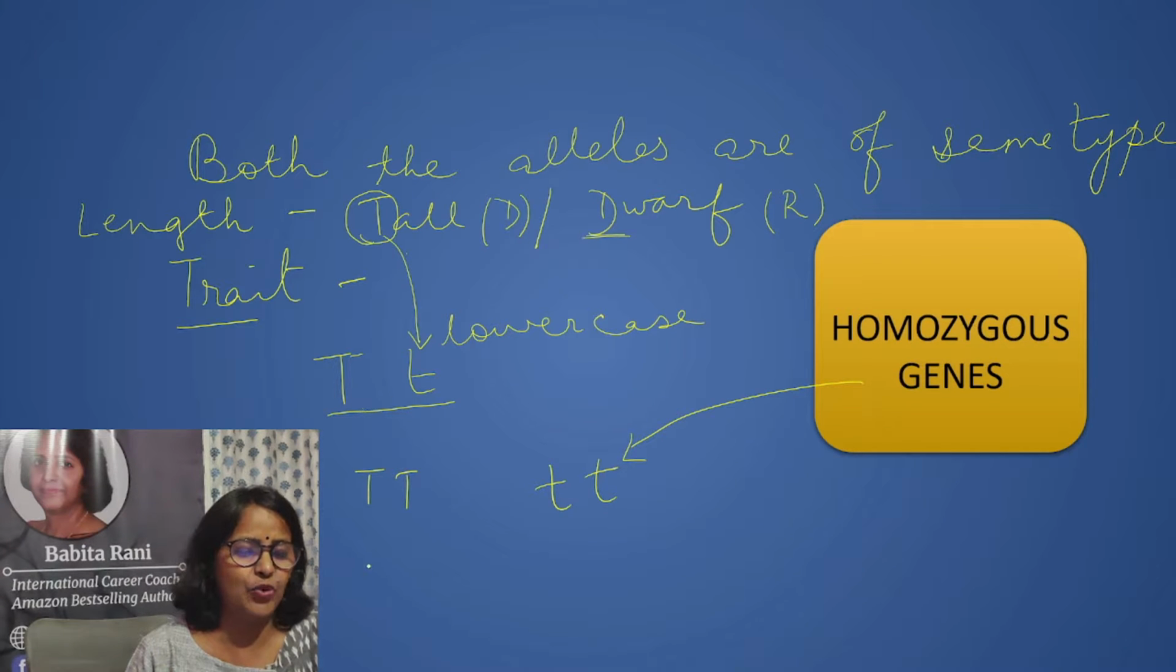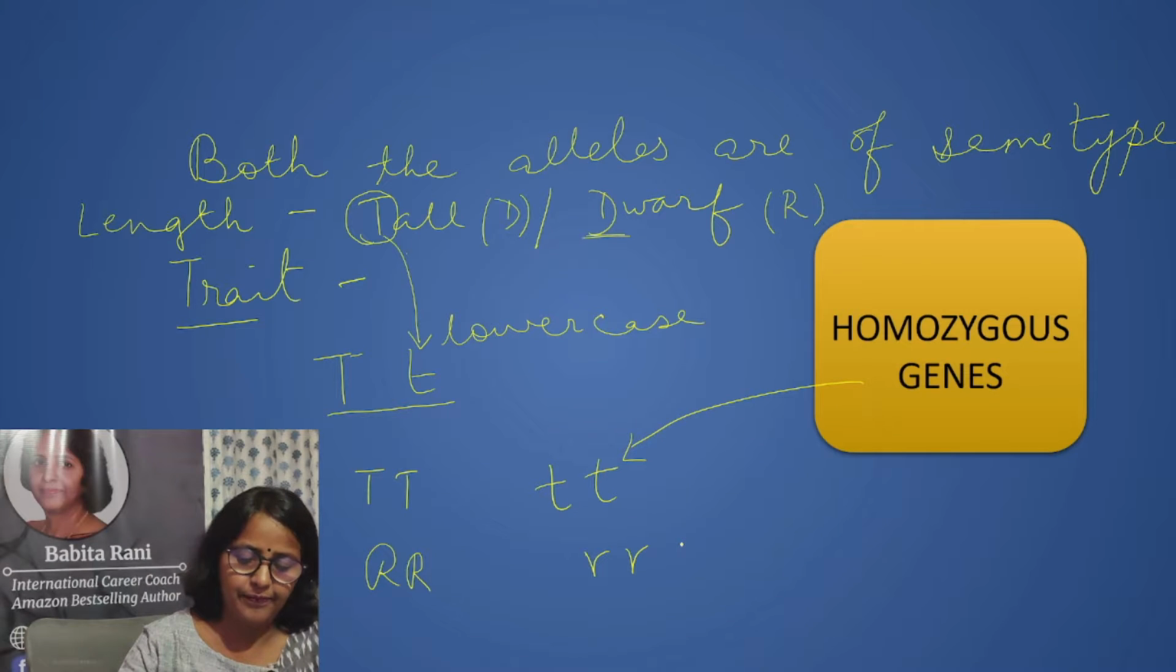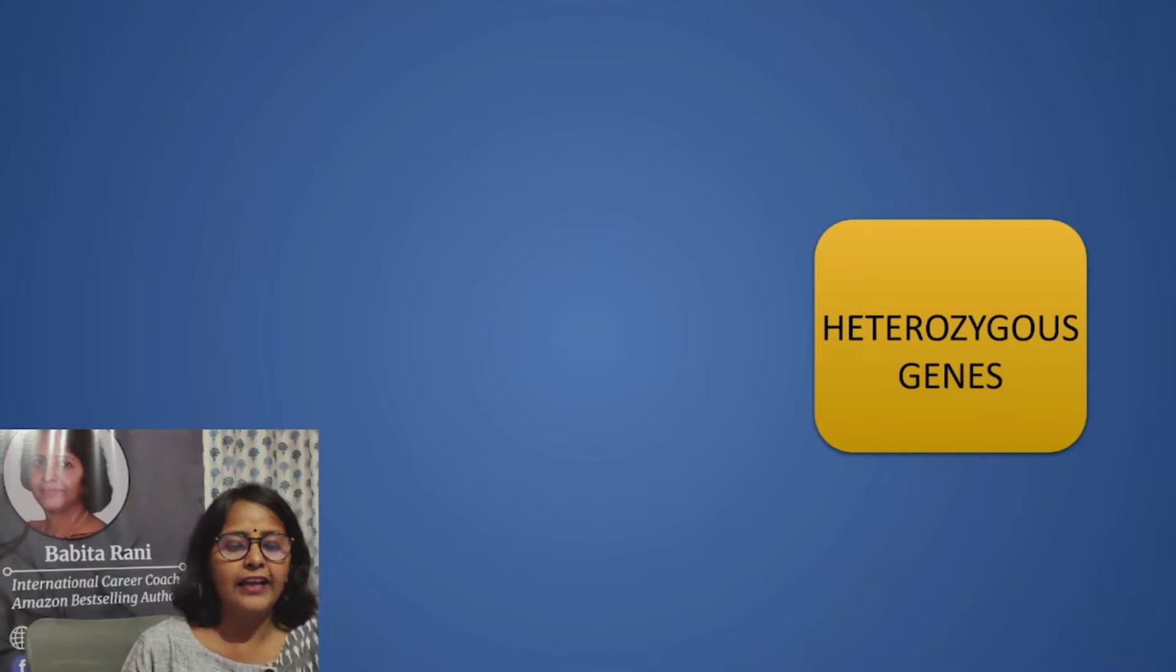We can take some more examples. For round seed, we have capital R, and green seed we have small r. These are homozygous genes where both the alleles are of the same type. In case of heterozygous gene, both the alleles are of different type. This is a heterozygous gene where both the alleles are of different type.